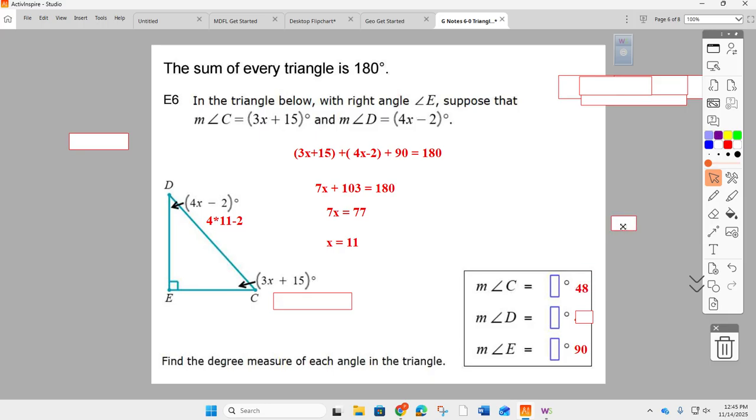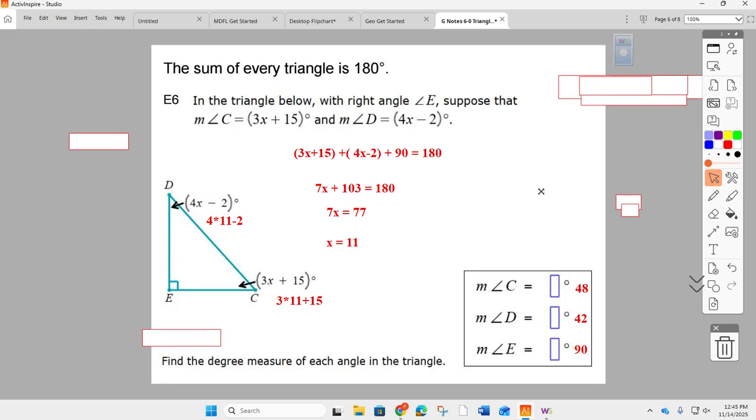Oh, I did the wrong one, my bad. That's 42. So the measure of angle D: 4 times 11 minus 2, 44 minus 2 is 42. The measure of angle C, 3 times x, we're going to replace that with 11. 3 times 11 plus 15, 33 plus 15 is 48. 48 plus 42 plus 90 is a quick check. That does equal 180. So these are reasonable measures for the angles.